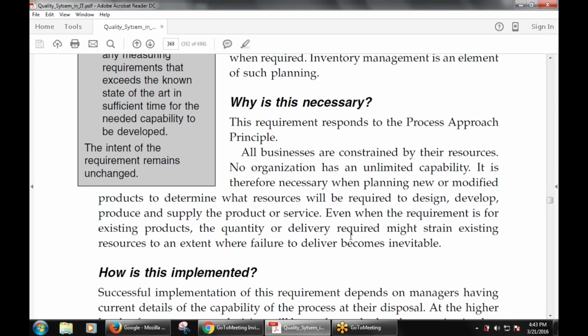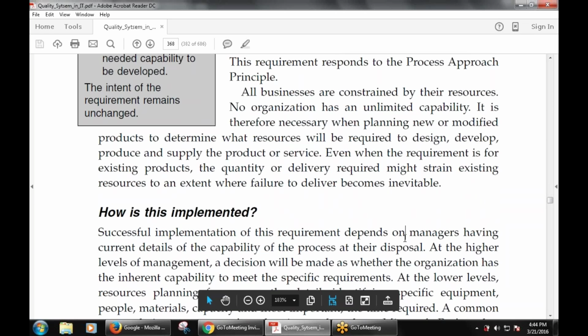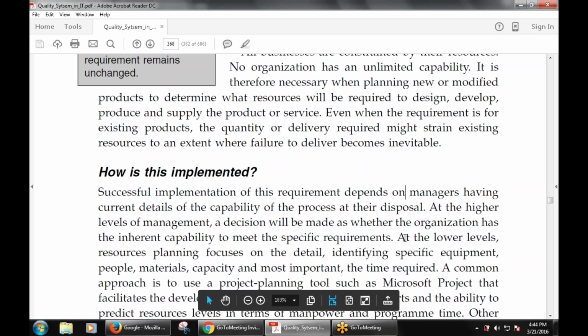That is used for documentation, for the files, and for the data. And how it is implemented: a successful implementation depends on the manager having their current details of the capability. So it depends on the manager having their details, their data, and their resources available for this.